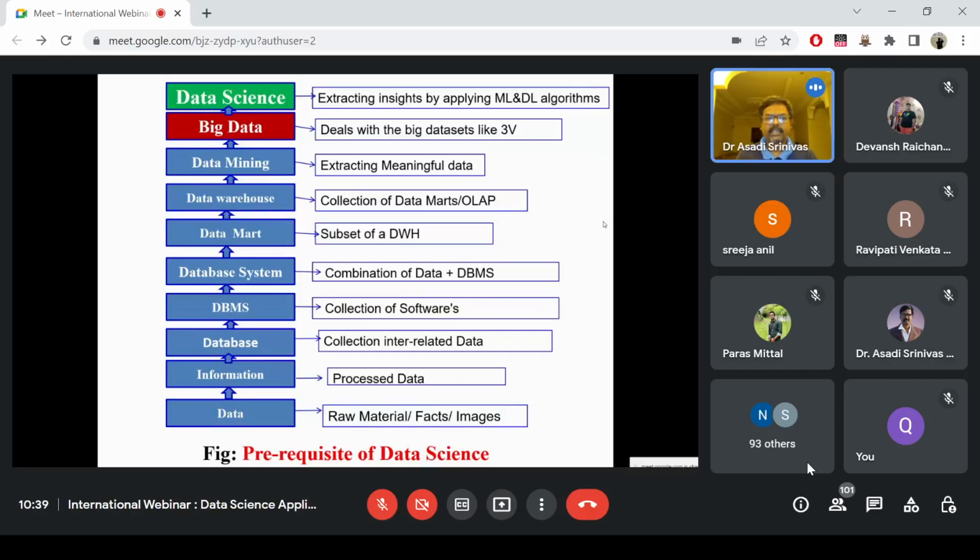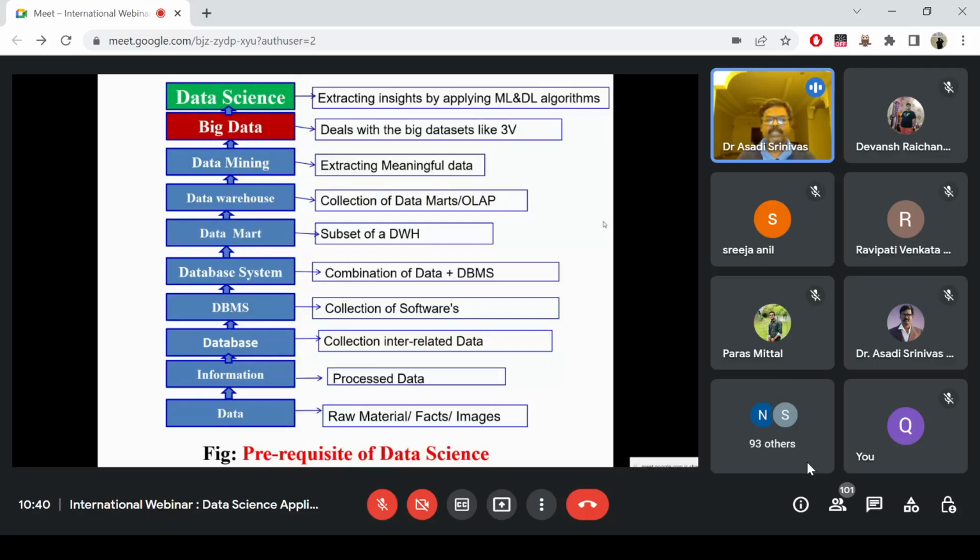What is data? Data is a raw material, maybe fact or image, audio, video, text, graphics, animation. Information is nothing but processed data. A database is a collection of interrelated data, with the help of SQL, MySQL, Teradata, we are storing huge volumes of data.